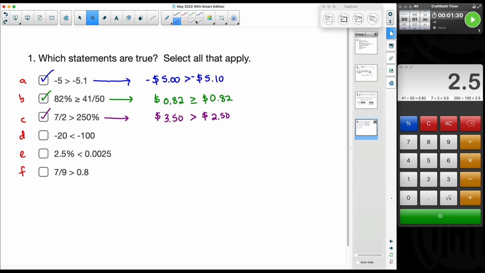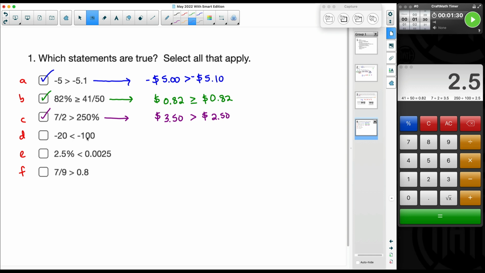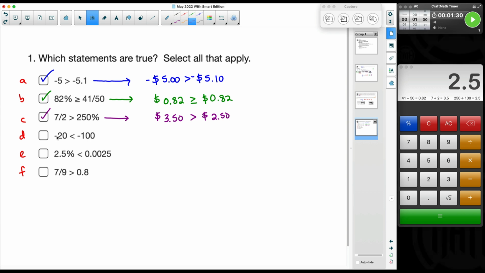So right now, these first 3 are all true. Now let's look at these other ones. Negative $20? No, that is not less than negative $100. Negative $20 is actually bigger. So this one is false.